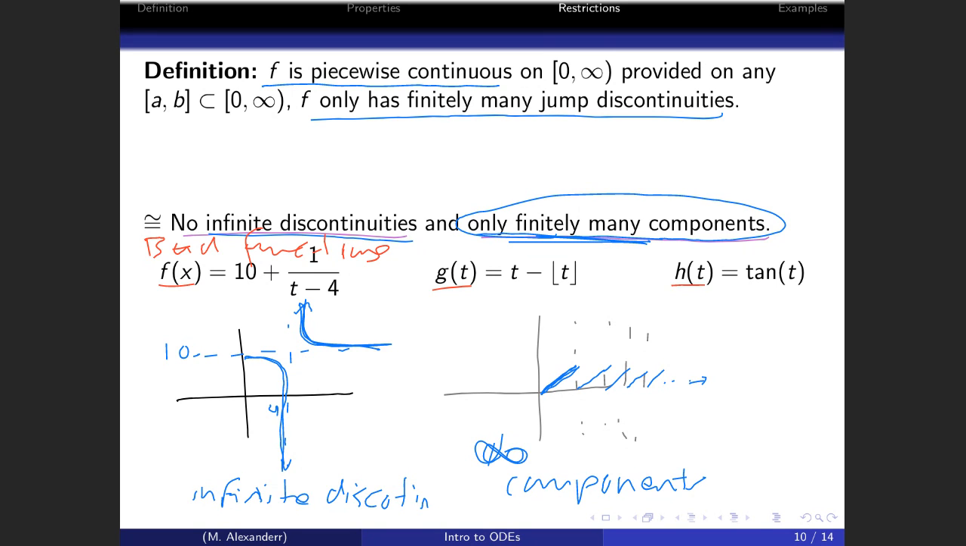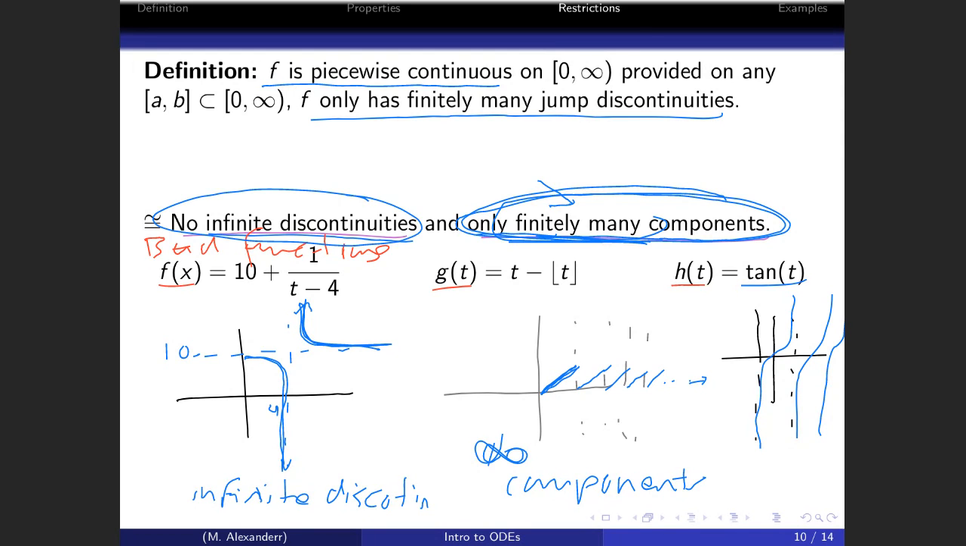Now the last example is something that you've seen before. The tangent function, tangent of t. You have to remember that for the tangent function, usually you only draw one branch of the graph, and the branch that you see is roughly like this. But the actual graph is repeated infinitely many times. So you repeat this blue graph of the tangent function infinitely many times, and so you have infinitely many components for the tangent function, and then you have infinite discontinuities on the graph.